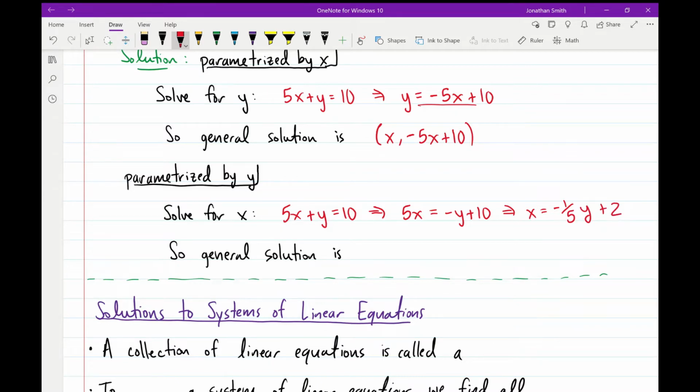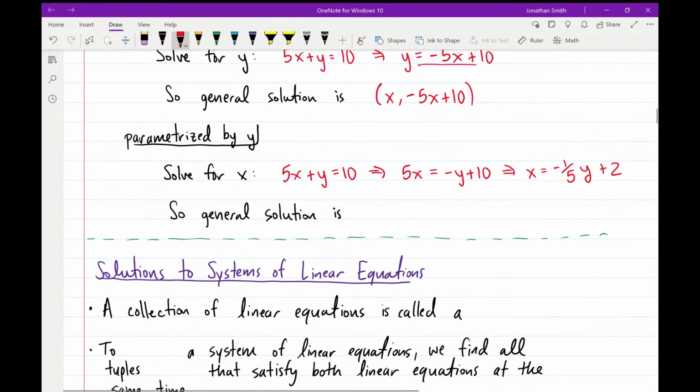And we get x is equal to negative 1/5 y plus 2. And so the general solution in this case, the x component is going to be this expression in the variable y. So we have negative 1/5 y plus 2. And now the y component is just going to be y in this case.